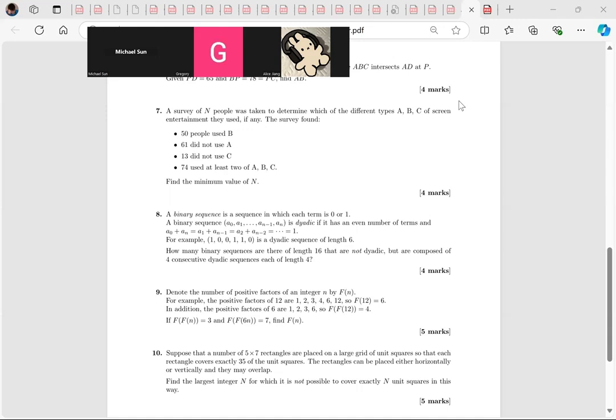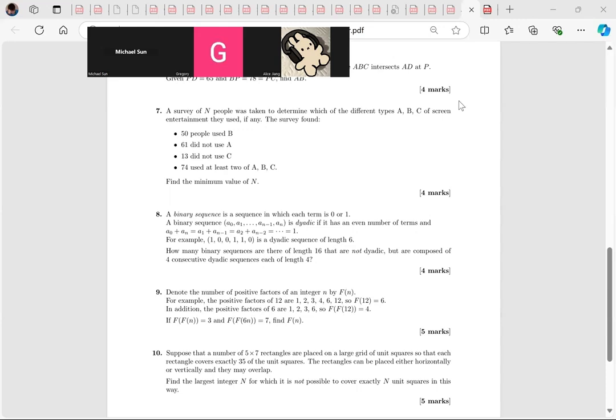Wait, what does that mean? Rectangles can be placed either horizontally or vertically, and they may overlap. Yes. Each rectangle covers exactly 35 little squares. Find the largest integer n for which it is not possible to cover exactly n unit squares in this way. What does that even mean?